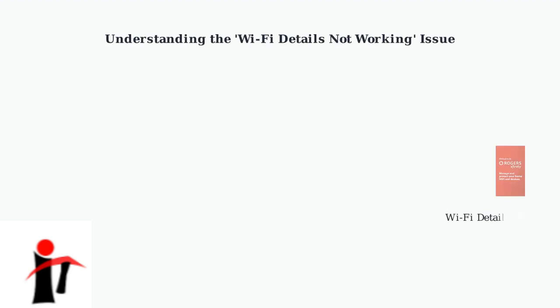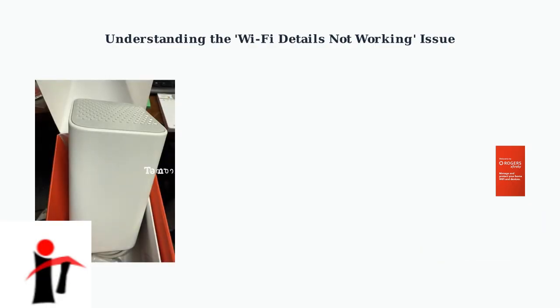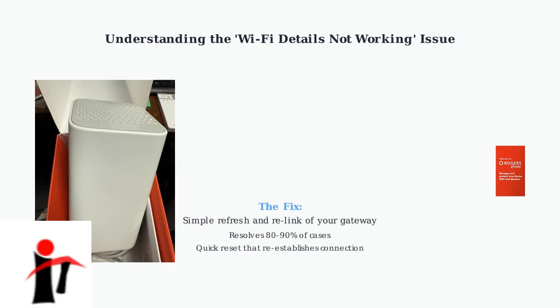Experiencing the Wi-Fi details not working error in your Rogers Xfinity app? This means the app can't display real-time data about your Wi-Fi network, like connected devices or signal strength. This usually happens due to temporary glitches between the app and your Rogers Ignite gateway, which is your modem's router. Don't worry, the most common fix is a simple refresh and relink of your gateway within the app.